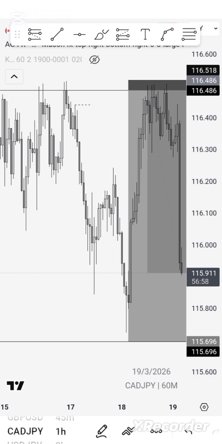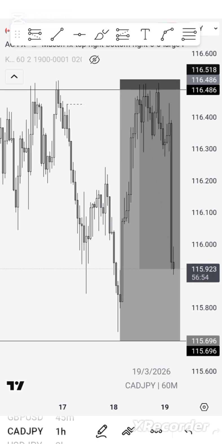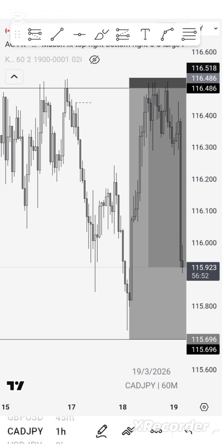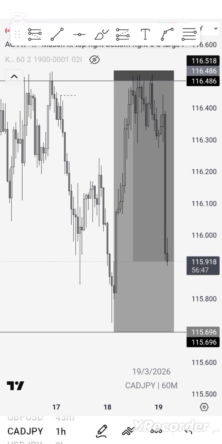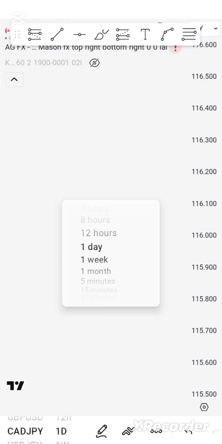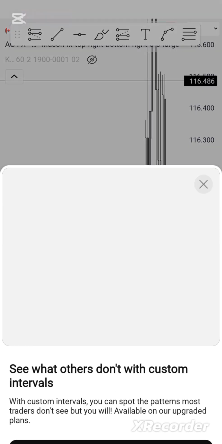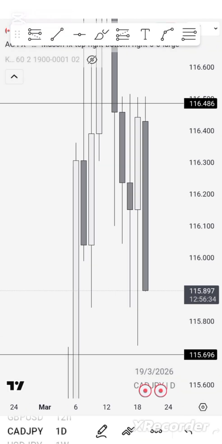Let me just walk you through this trade breakdown on CADJPY. So, as usual, I started my analysis from the daily time frame. Like I always said, if you are starting your analysis from the daily time frame, you just follow the time frame alignment: daily reject daily, H4 breakouts, and then 1 hour structure or entry.